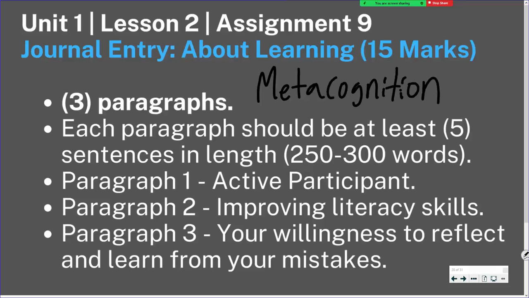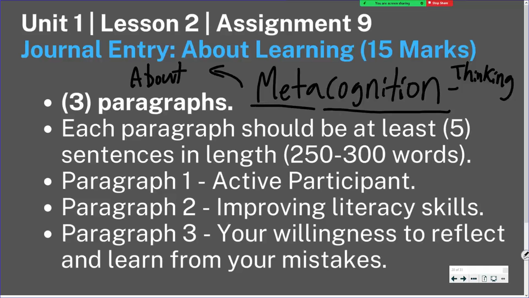Always important to be learning new words, okay? Cognition is just a fancy word for thinking. And the word meta is about, right? So metafiction is fiction about fiction. Metadata is information about other information. If you go on Rotten Tomatoes and you're looking up reviews for a movie, they have a thing called a meta score. And that's a score about a score. That's when they average out a whole bunch of reviews for a movie, right? So that word meta just means about. So metacognition is basically thinking about your own thinking.